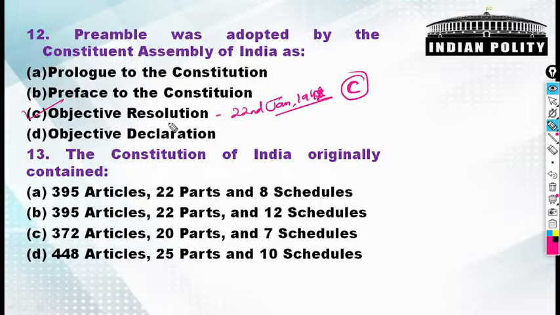The Constitution of India originally contained 395 articles, 22 parts and 8 schedules. At present we have more than 370 articles, 25 parts, and 12 schedules. So the answer will be A.